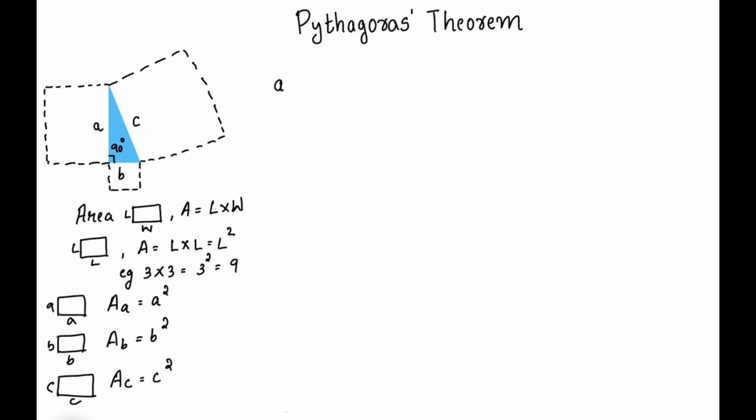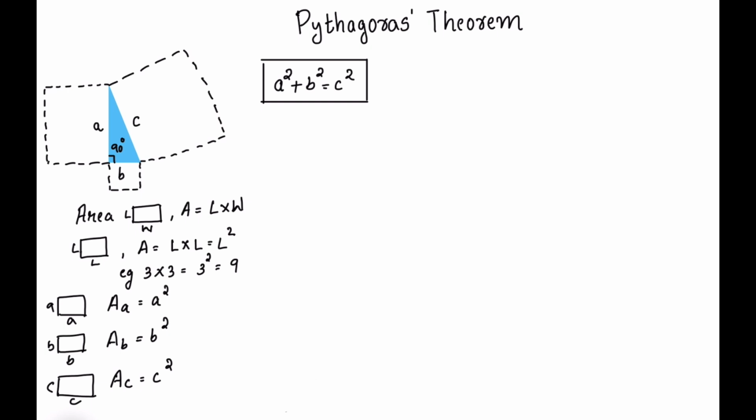And now, let's get on to what the Pythagoras theorem actually is. It states that A squared plus B squared is equal to C squared. Now, think about what that means.